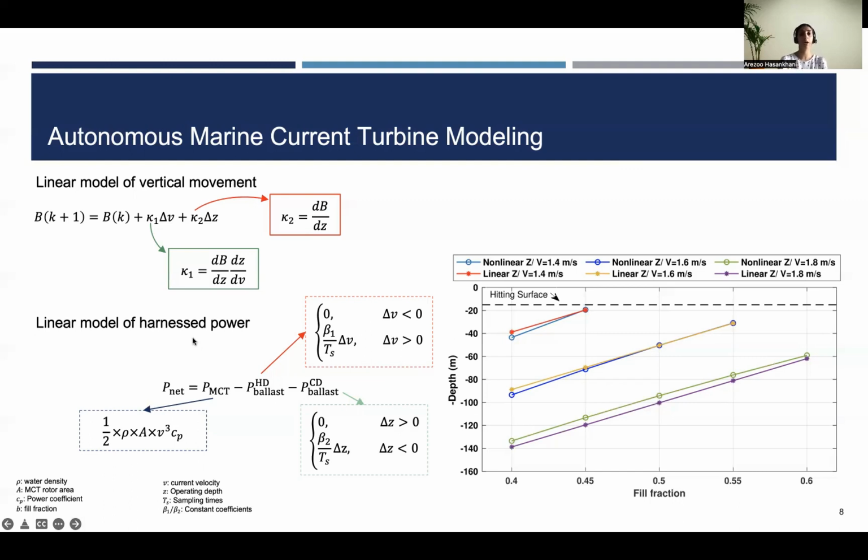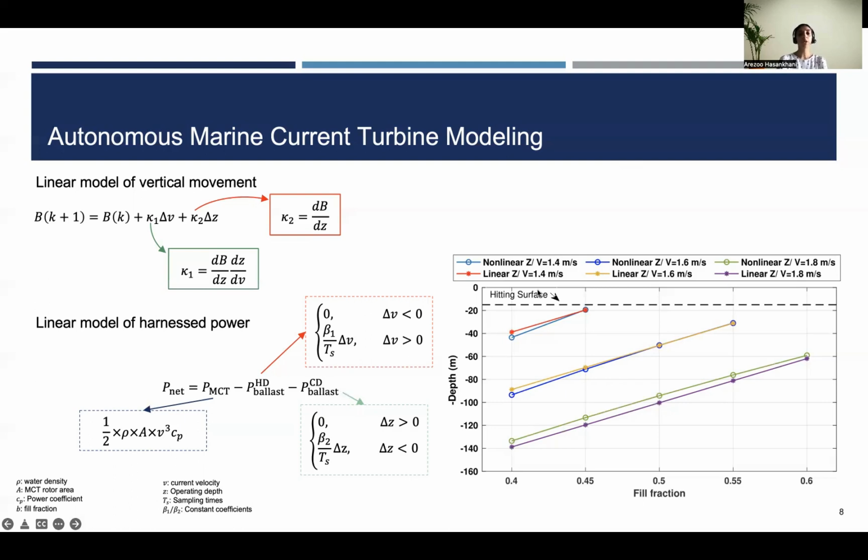Then the second linear model is related to the harness power from the system, which is found with a similar approach. So the net harness power from the system includes three terms. The first term is related to the produced power from the MCT, which is mainly dependent on the ocean current velocity. The second term is related to the power consumption to hold the operating depths to resist any changes in the ocean current velocity. And the last term is related to the power consumption to change the operating depths.